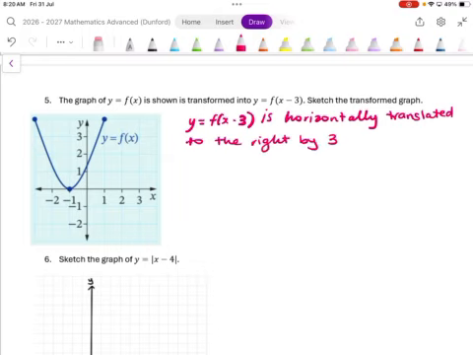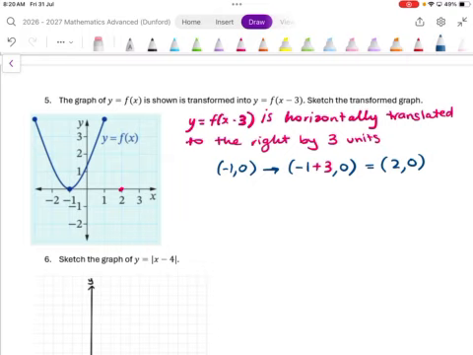By 3 units. So minus means right, positive means left. Okay, so we're moving it to the right by 3 units. That means we're going 1, 2, 3. So that first point, our point (-1, 0), is going to become (-1 + 3, 0), which is (2, 0). Does that make sense?